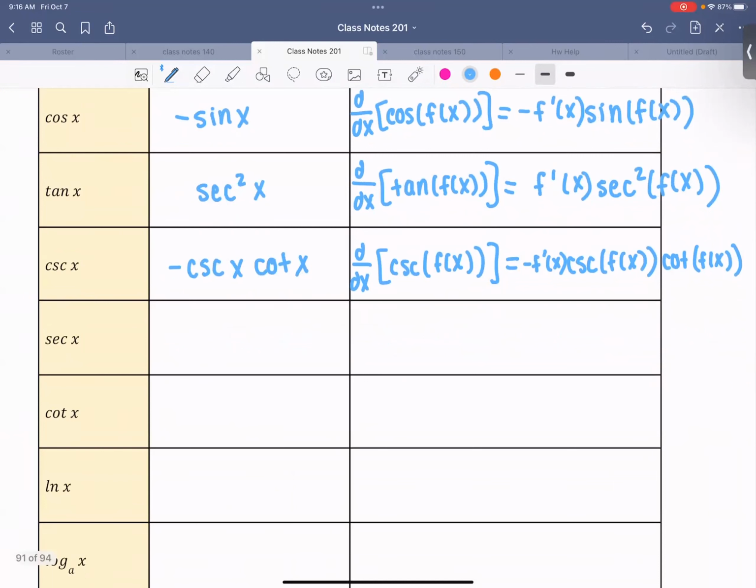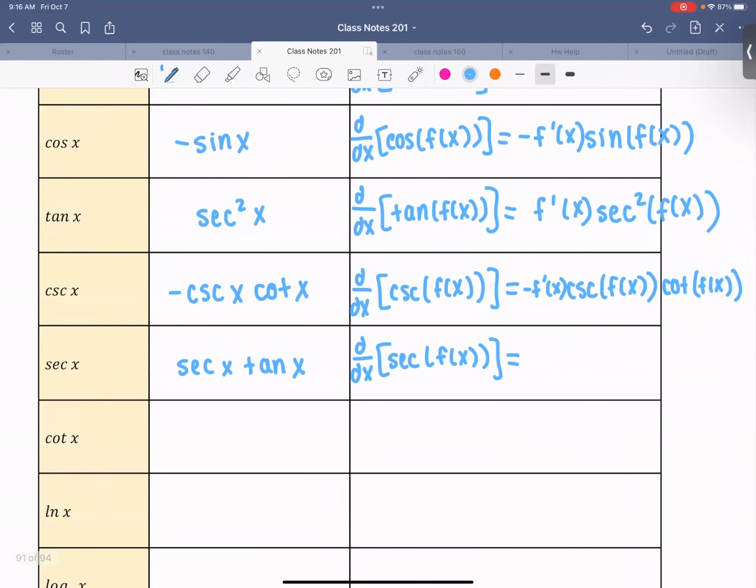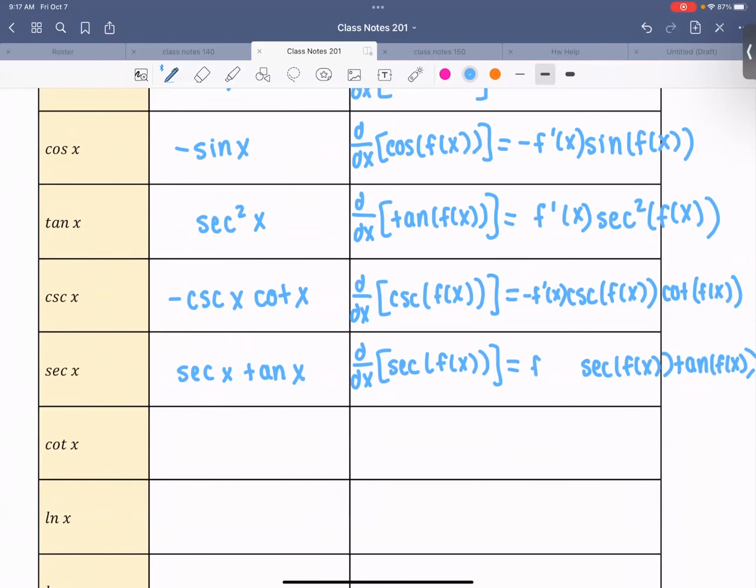Secant is very similar. What's the derivative of secant? Secant x, tangent x. Okay, let's do the derivative of secant of f of x. What do you think that derivative is going to look like? What's the derivative of the outside? Secant f of x, tangent f of x. Perfect. And we have to multiply it by the derivative of the inside, which is f prime of x. So as we can see, the chain rule gets really repetitive as we work with these trig functions.